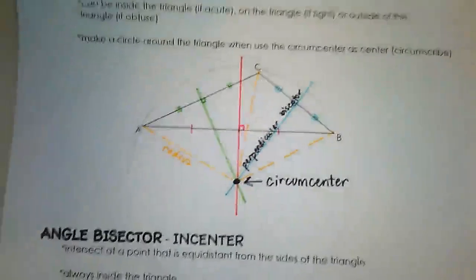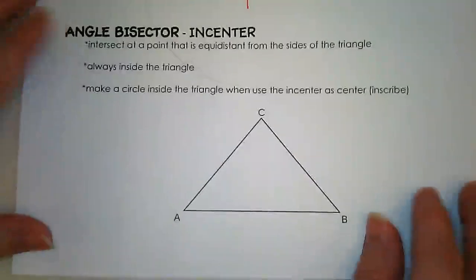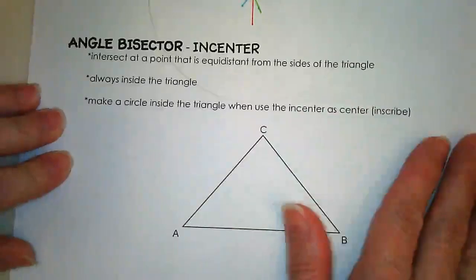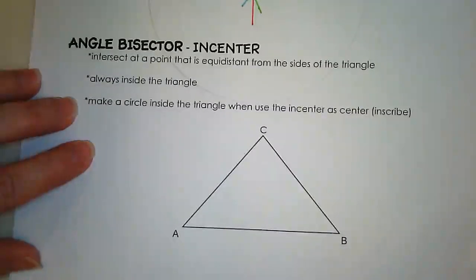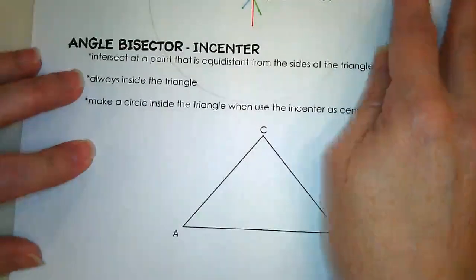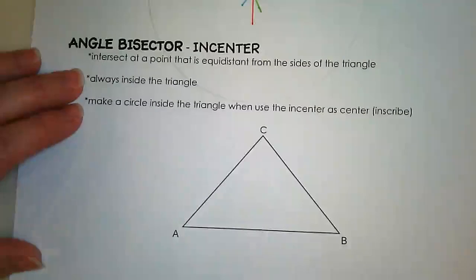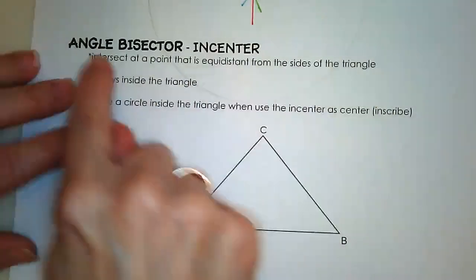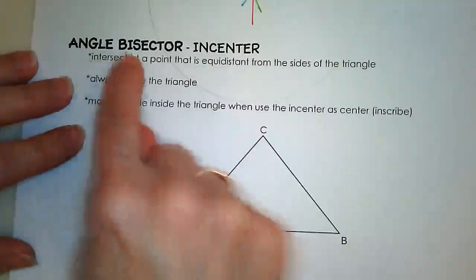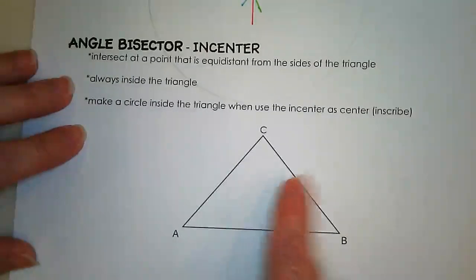All right, moving on to the next one. So now we're going to look at the angle bisectors. Now this one's going to be a little bit harder to do. And again, if we were together, we would be using the right tools. So what's going to happen here is we're trying to bisect the angle. So we need to cut these angles in half.